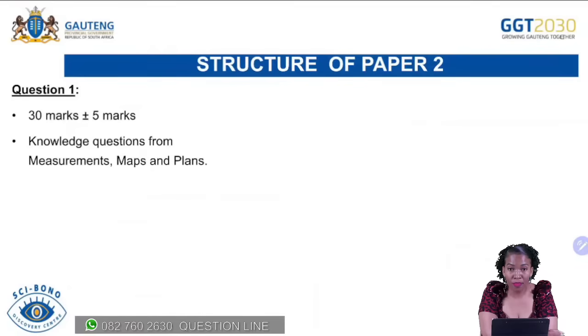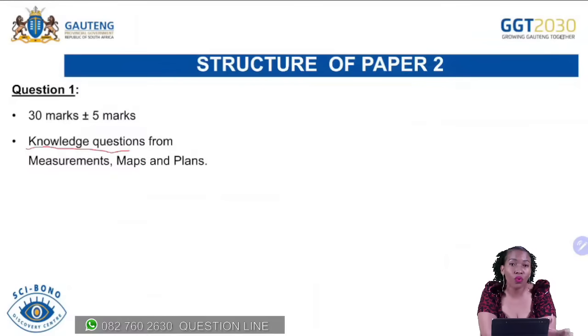This is how your question paper will be structured. On Monday, your question 1 will have 30 marks plus minus 5 variance. So it can be more than 30, it can be less than 30, it can be exactly 30 marks. And then again, the same as paper 1, in question 1 of paper 2, you are going to get knowledge questions. Like I said yesterday, the knowledge questions are the easy questions. You don't have to be stretching your head about the question 1 type of questions.